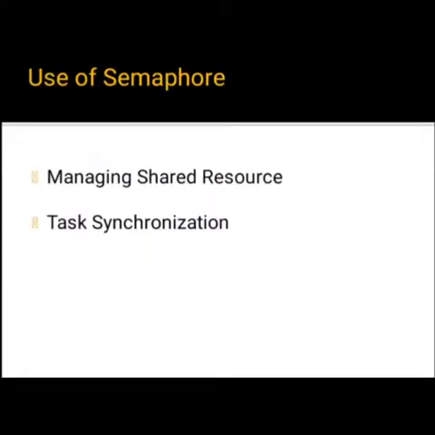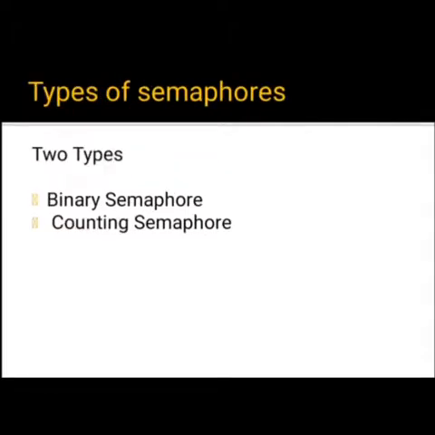Now we'll see the use of semaphore. Apart from managing shared resources, task synchronization can be performed with the help of a semaphore. In this case, semaphore will be like a flag, not a key. Now we'll see the types of semaphore. There are two types of semaphore, that is binary semaphore and the second one is counting semaphore.